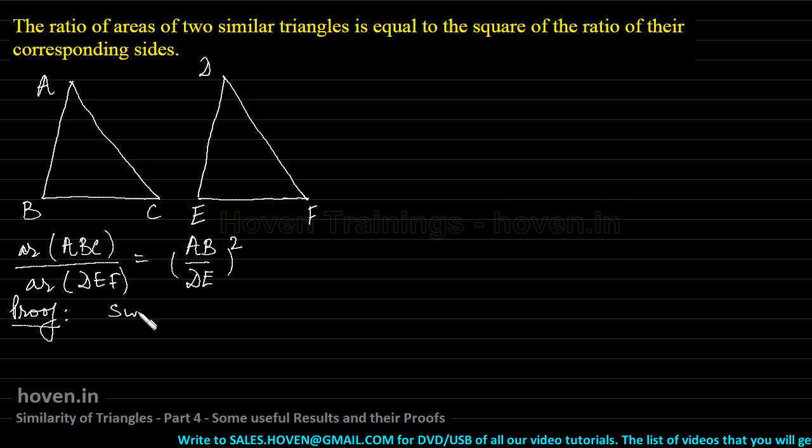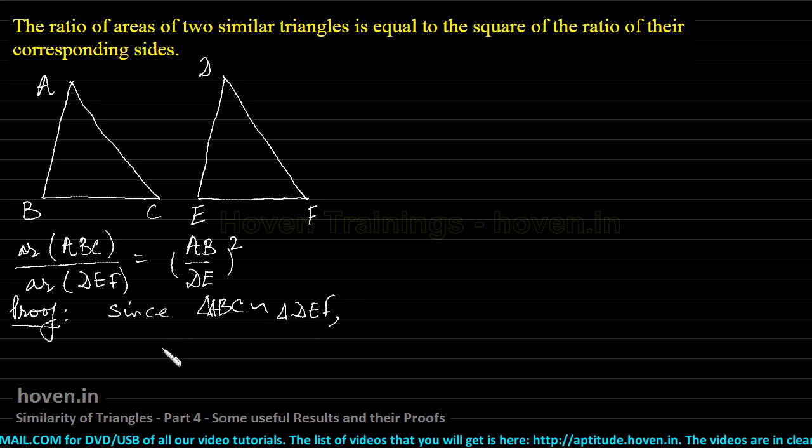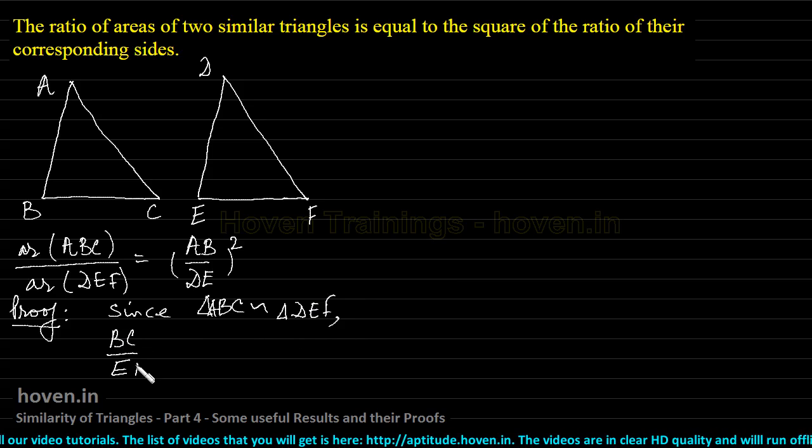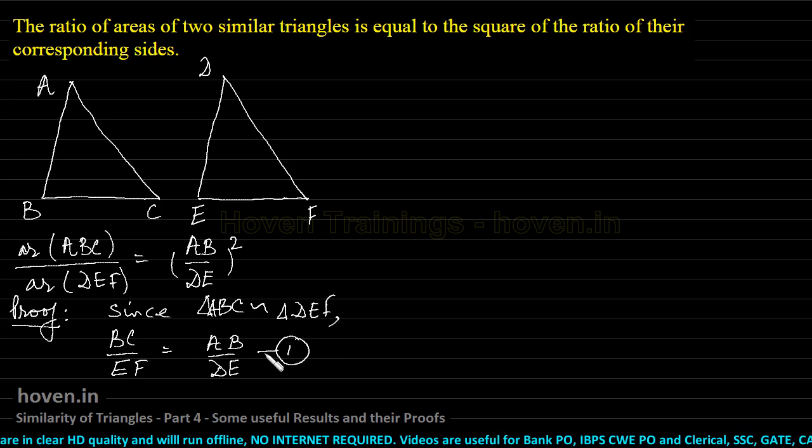Now, since triangle ABC is similar to triangle DEF, we should have BC by EF equal to AB by DE. BC by EF is equal to AB by DE. The third one is also true, but we have just written two of them because these will be sufficient for us. Why I am using these two?